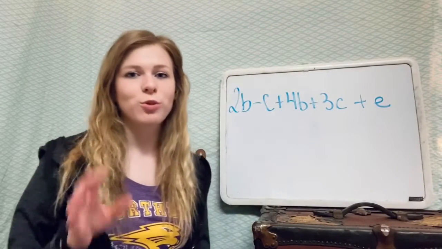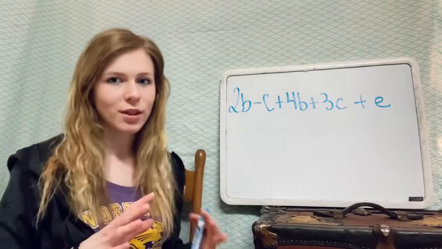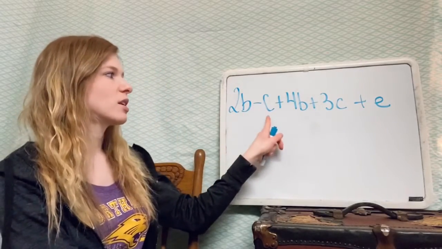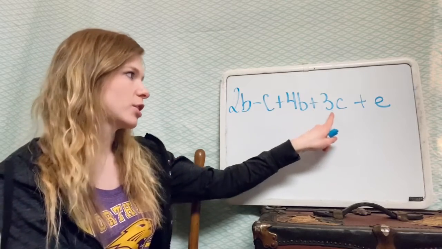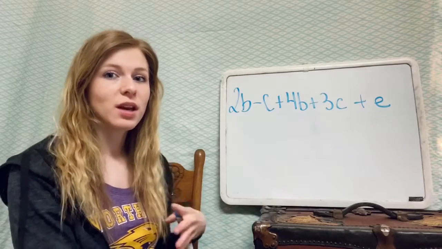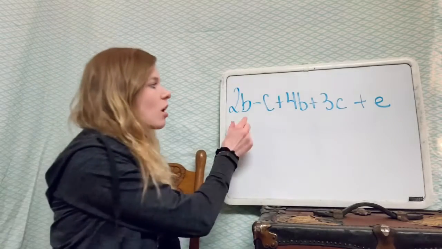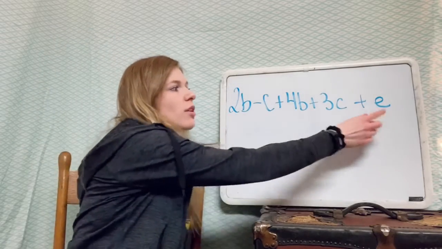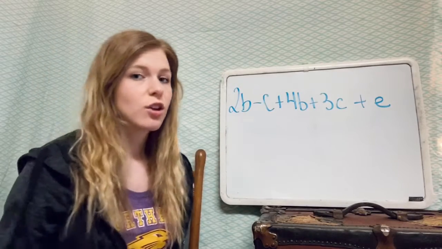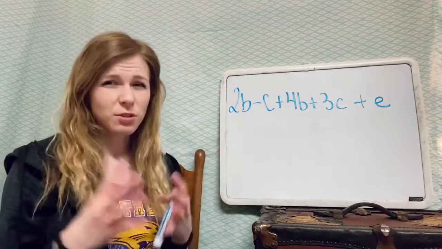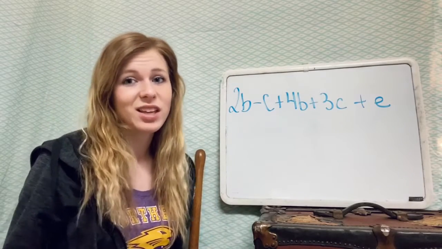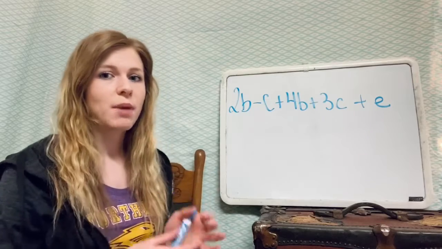One more example for you today, just to make sure you know what like terms are and how to combine them. I have 2b minus c plus 4b plus 3c plus e. This is an expression because it's a combination of all of these terms, and they're connected by operations such as addition and subtraction. So I've got this expression. I want to simplify it down. I don't want it to be this long, so I'm going to take a look and see if I have any like terms, and I'm going to go ahead and combine those.